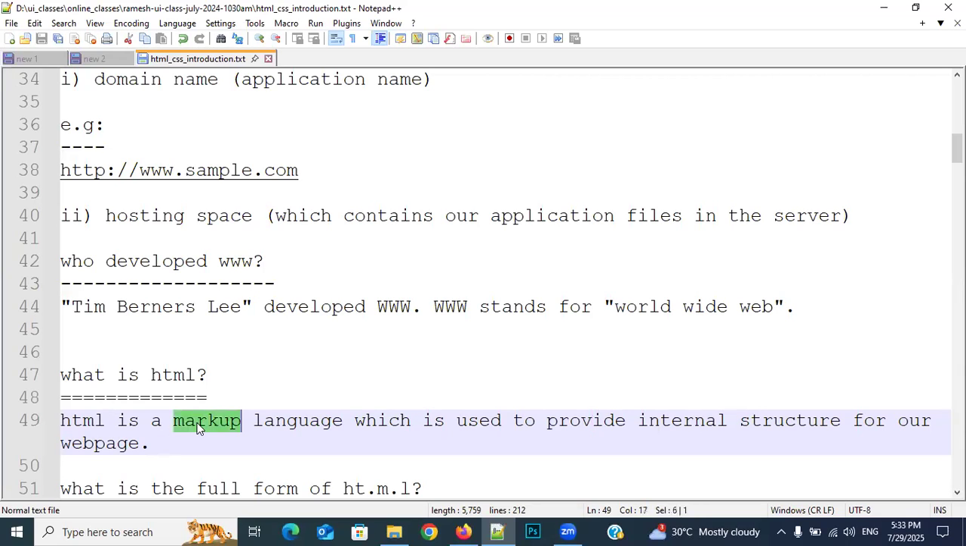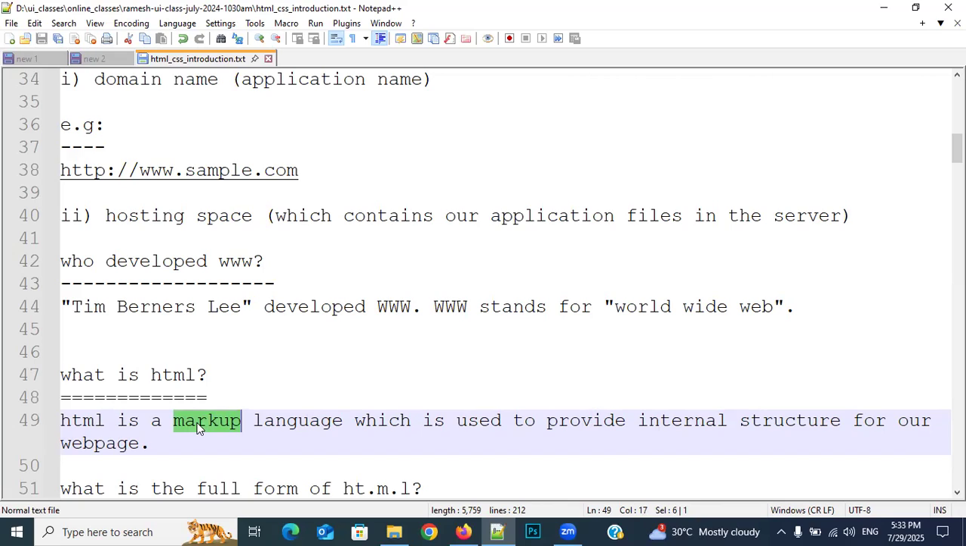So what type of language is it? It is a markup language. Markup language means what? Tag based language. It is a tag based language that is used to provide proper internal structure of the web page.